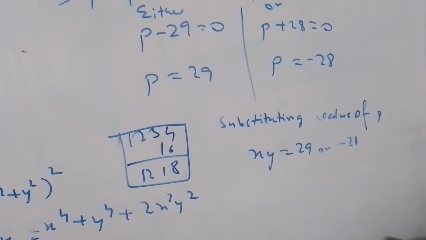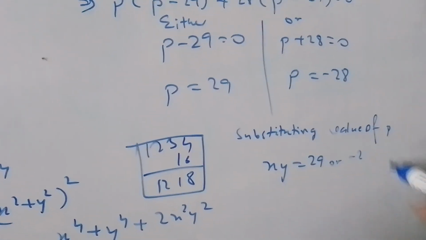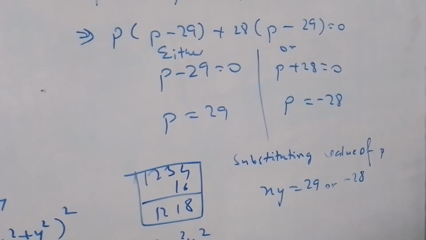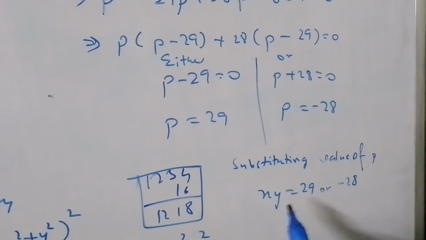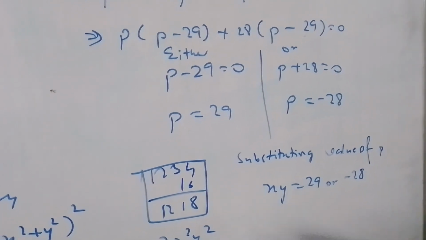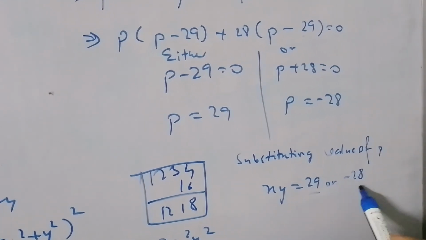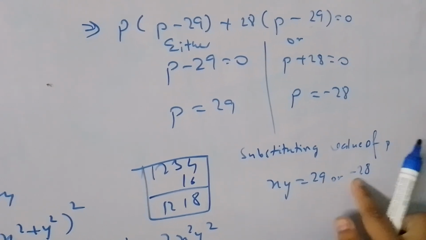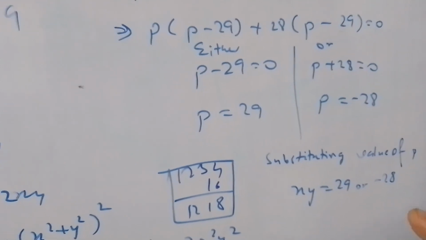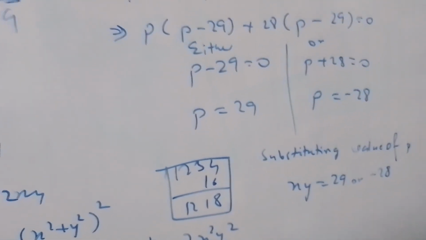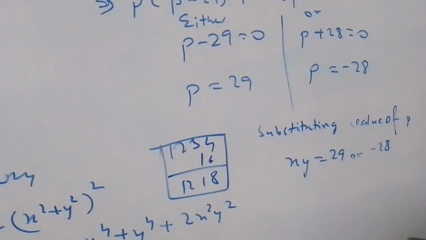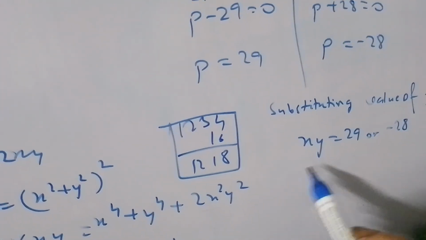Now xy cannot have two answers. One answer should be cancelled, either 29 or the other. Why? Because the term xy should have one value. There can't be two values. Now which value will be cancelled?